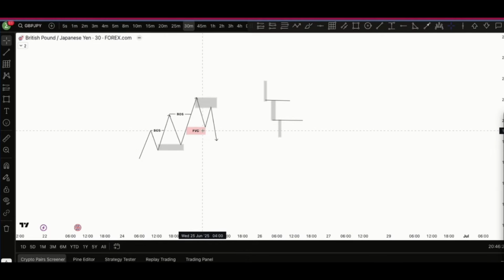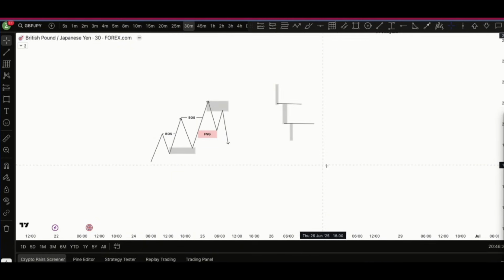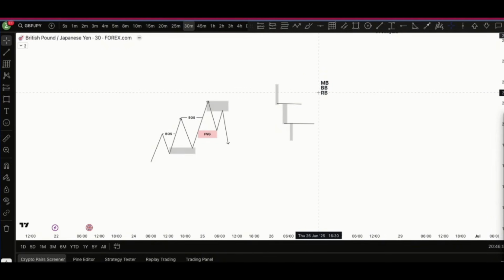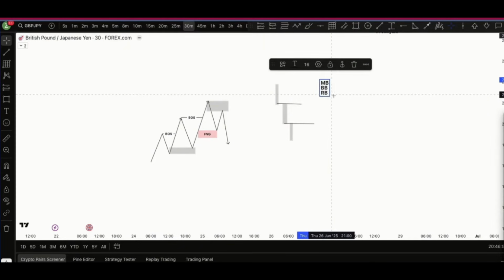So you see most people taking their trade from FVG. Yes, it is a point of interest, because the remaining price below FVG is already efficient. And then we have another point of interest known as mitigation block and a breaker block. We call them MB and BB. And then we have another known as reclaim block, that is RB. They are all points of interest.